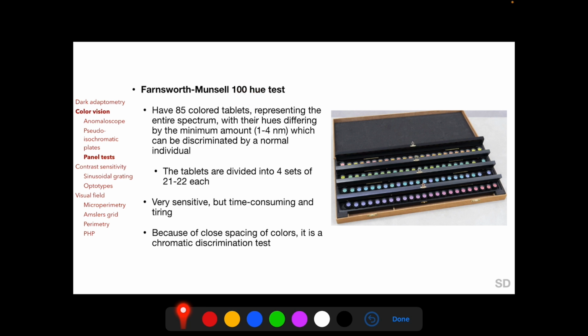The 100 hue test is very sensitive for detecting and classifying color vision defects, but is time consuming and tiring for the patient. Because of the close spacing of colors in the 100 hue test, it is considered to be a chromatic discrimination test.